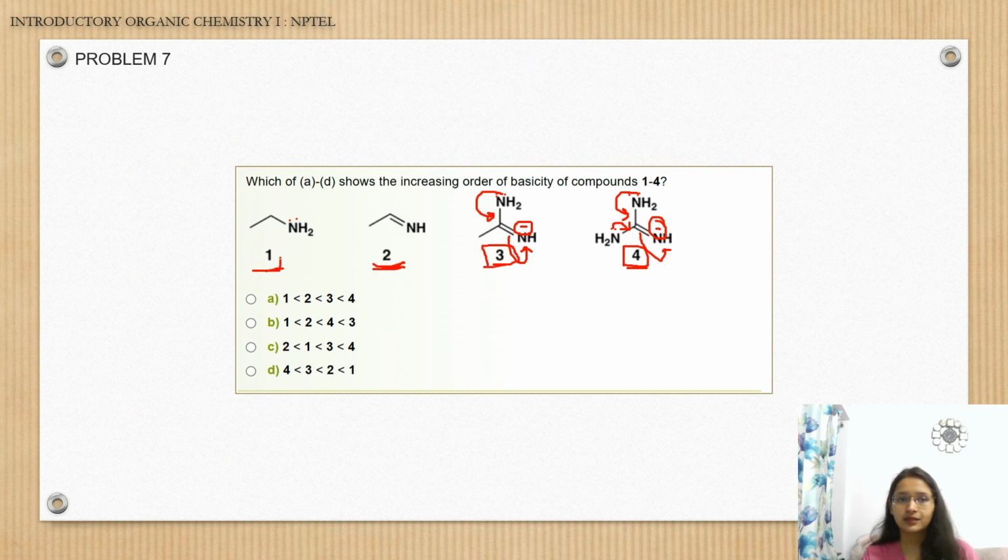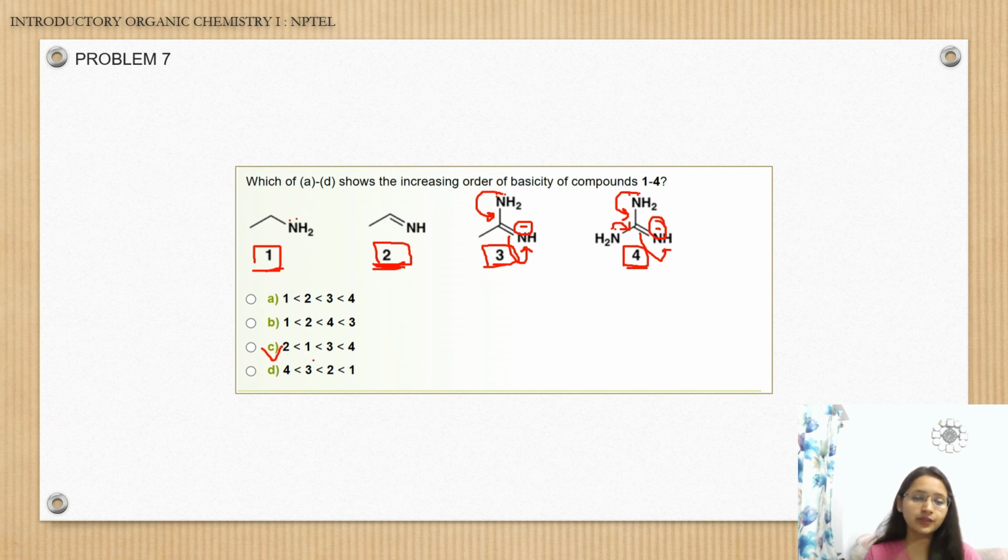which is more basic than 2, because I've told you the imine bond is way less basic than the amine bond, right? So that is why we have an order that 4 has the highest basicity, then 3, which in turn has higher basicity than 1, which has higher basicity than 2. So the correct option matching the sequence is 4, 3, 1, and 2. The option number C. So option number C is matching with this 4, 3, 1, and 2.